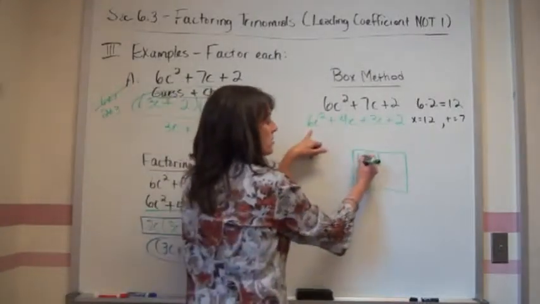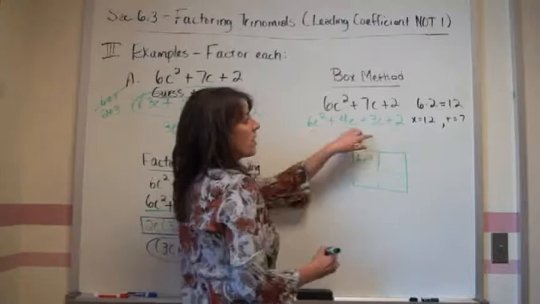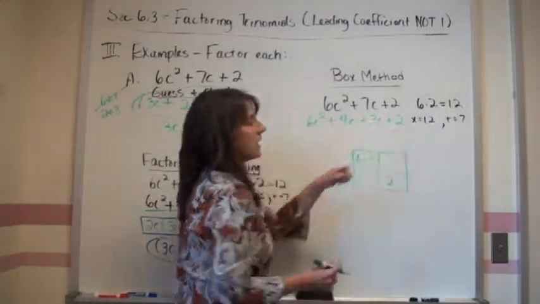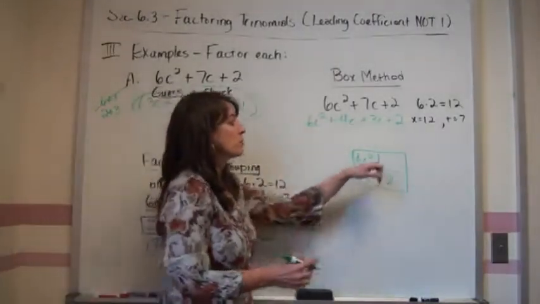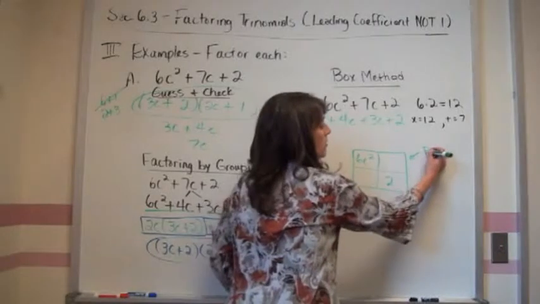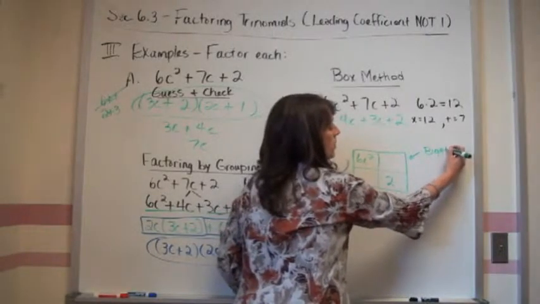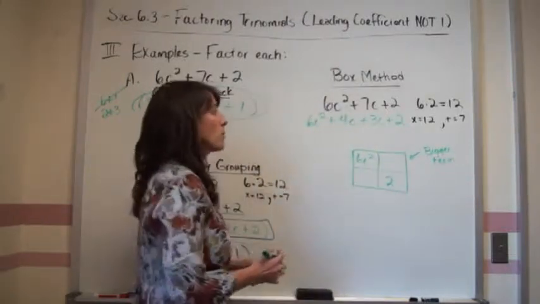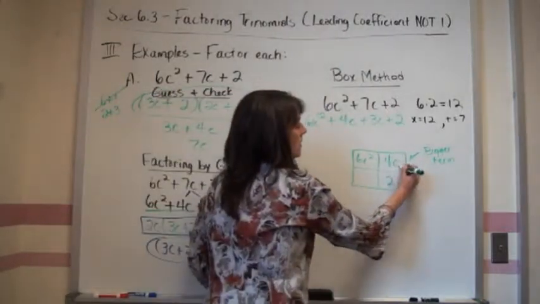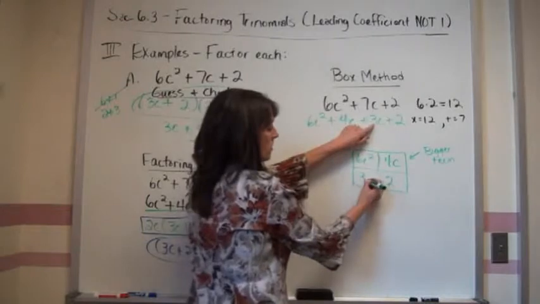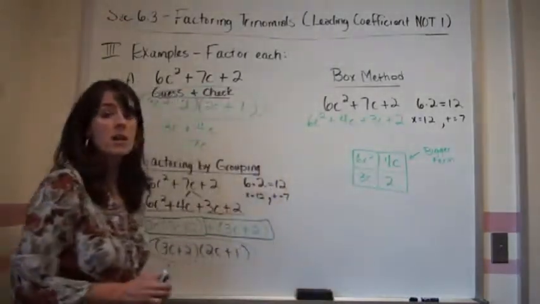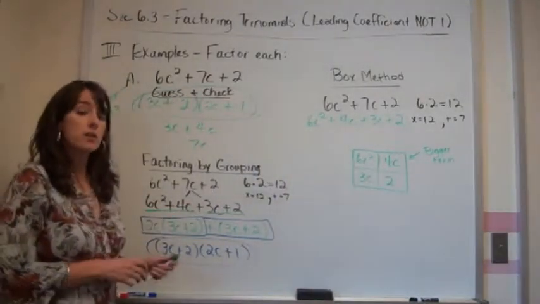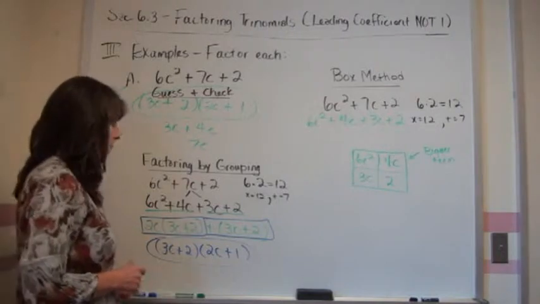So the front term goes in the upper corner. The back term goes in the lower right-hand corner. Typically, you put your bigger term in the upper right-hand corner of the box, and you put your smaller term in the lower left-hand corner of the box. Now what you do is you factor every row and every column of the box.